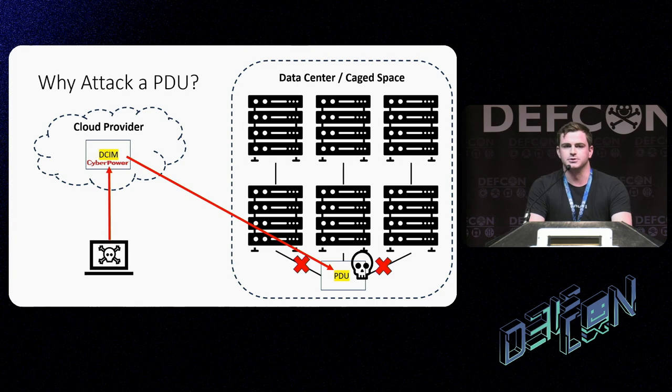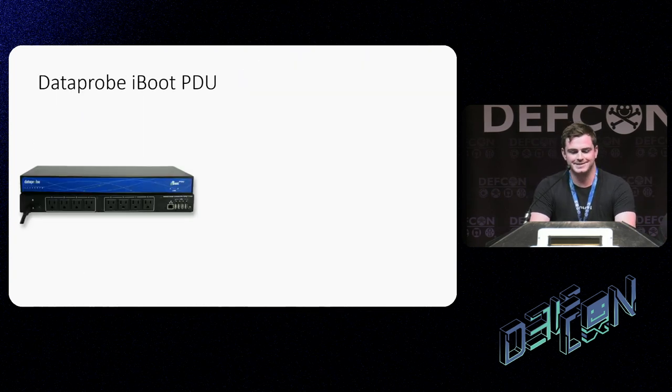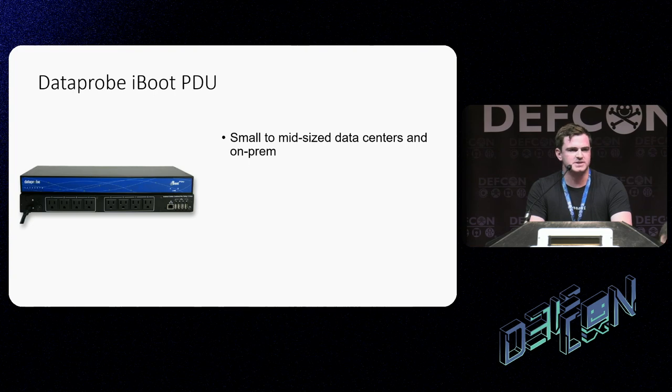So now I'll just introduce you to the particular product that we hacked, which is the Data Probe iBoot PDU. This is most likely to be found either on-prem or in small to mid-sized data centers, maybe used for some niche purposes in another setup. We discovered that ATMs are often hooked up to them, for example, interestingly enough.